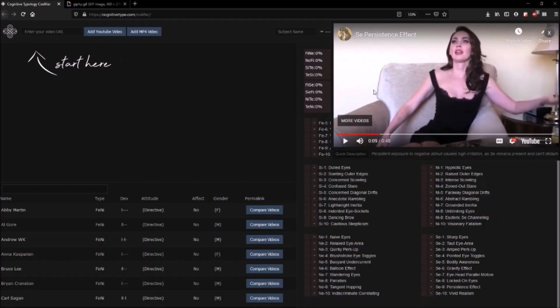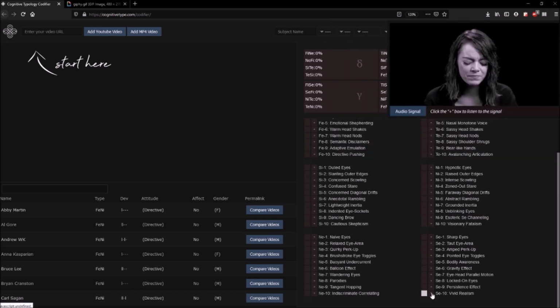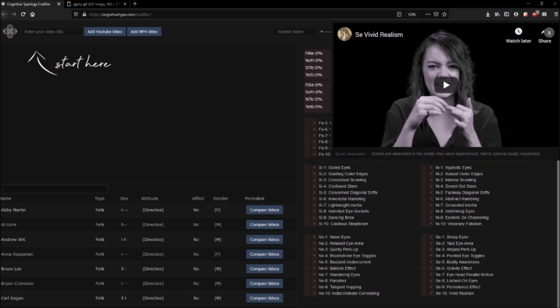The psychological focus of the person will be turned to these types of data clusters. Part of the language expression of the SE type will be this callback to the persistence of stimuli that they've experienced or are experiencing. And lastly, for SE, we have here SE10, which is Vivid Realism, which is also a psychological cue, which says that events are described in the vividity they were experienced, tied to visceral body responses.